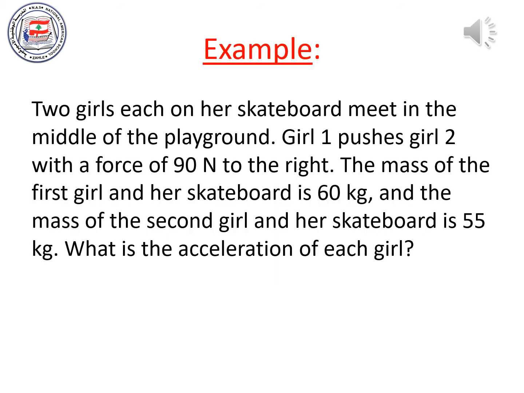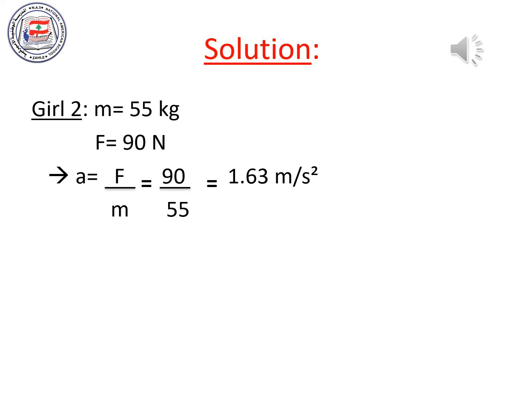Example: two girls, each on her skateboard, meet in the middle of the playground. Girl 1 pushes girl 2 with a force of 90 newtons to the right. The mass of the first girl and her skateboard is 60 kilograms. The mass of the second girl and her skateboard is 55 kilograms. What is the acceleration of each girl? In these kinds of questions, we need to separate the objects in order to find the acceleration or the force or the mass of each object.